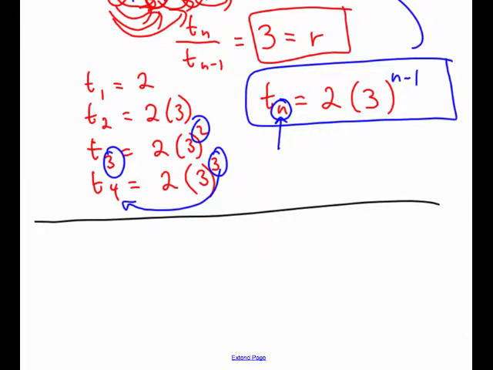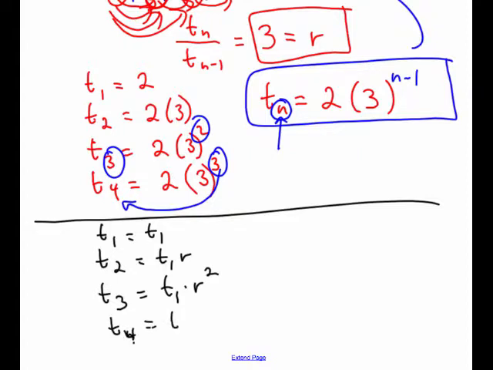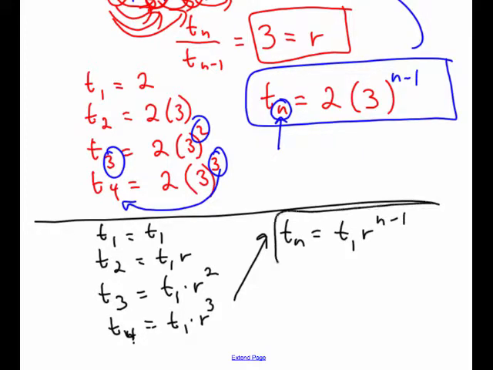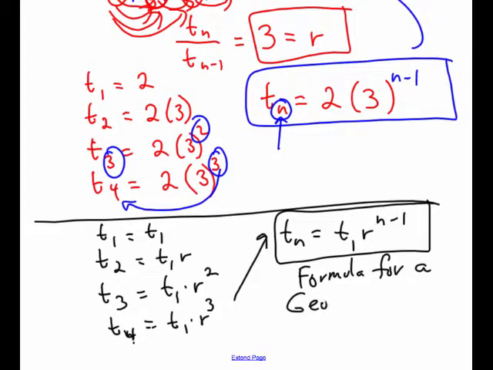So if I wanted to know the 100th term, I could plug 100 into that formula and out it would come. So just to generalize this process, term 1 is term 1, term 2 is term 1 times r, term 3 is term 1 times 2 multiplications of r, term 4 is term 1 times 3 multiplications of r, times r times r, and so Tn is the first term times n minus 1 multiplications of r. And this is the formula for a geometric sequence.